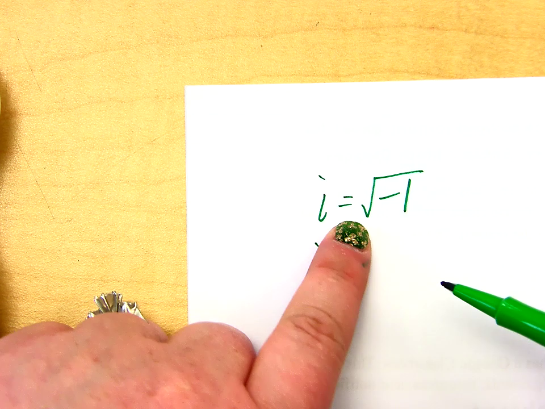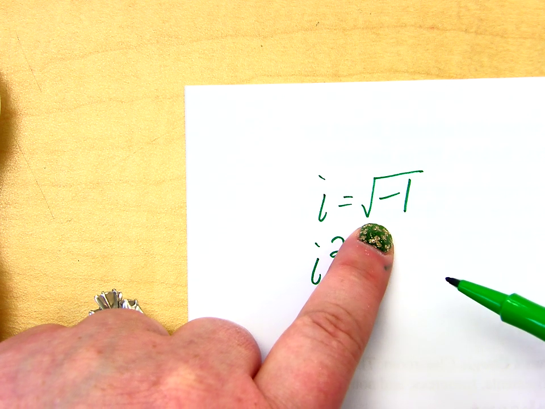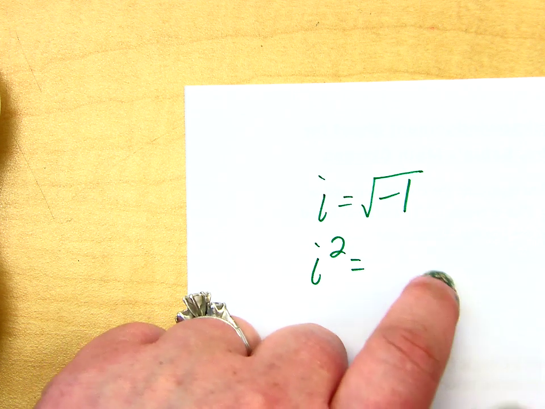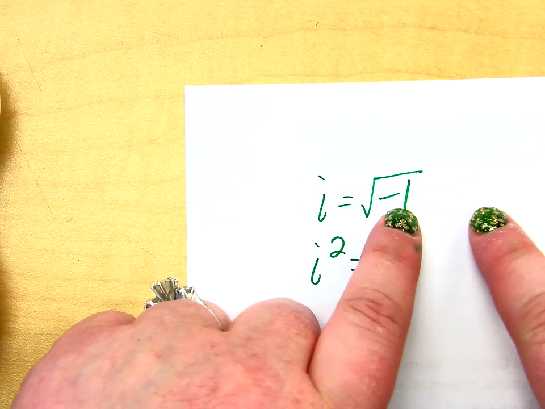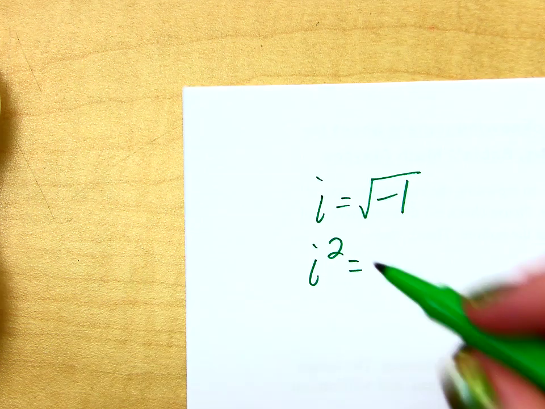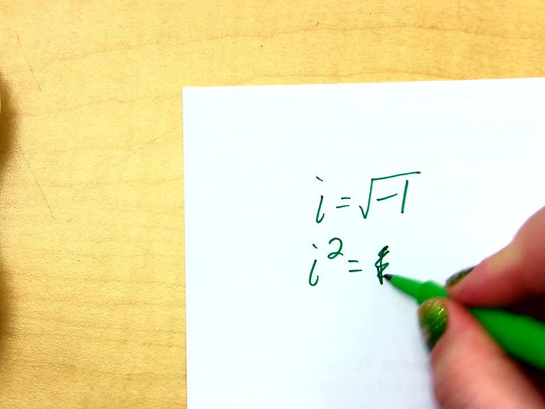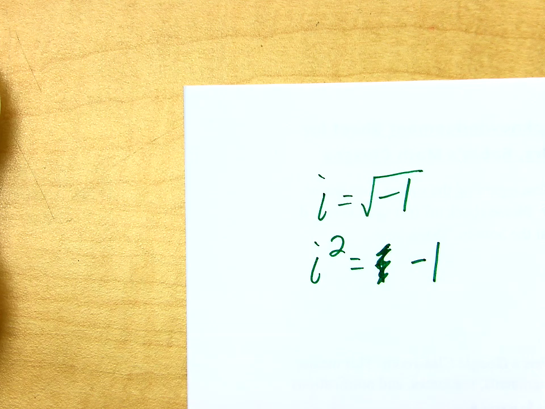Well, think about what I'm doing. I'm taking i, square root of negative 1, times another square root of negative 1. When I have a square root and a square root, doesn't it just undo itself? So i squared is just negative 1.